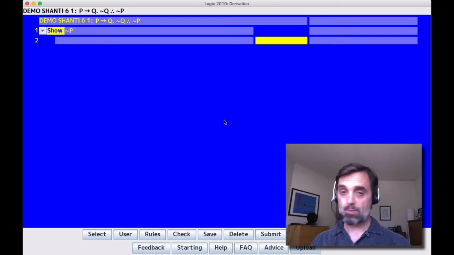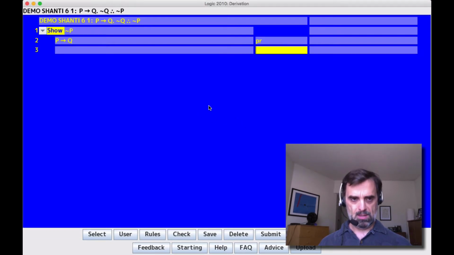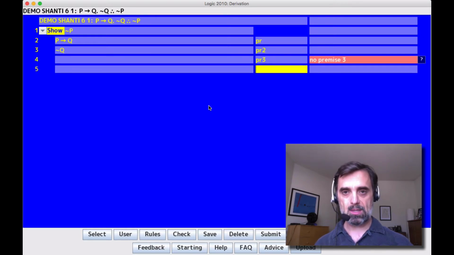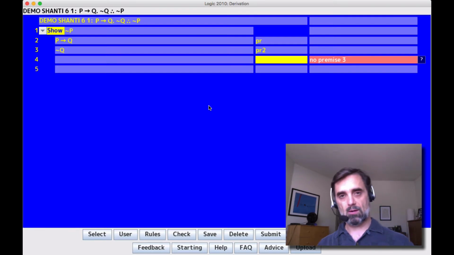Now, we need to bring in our premises, and if we look, we have one premise, and so we have a second premise. And is there a third premise? No, there's not. So we put in all our premises. Good. So we've done our setup stage, and both parts of it we put in our show line, and we put in the premises. And now we want to go to the third stage, which is to apply inference rules. So we want to look for inference rule applications.